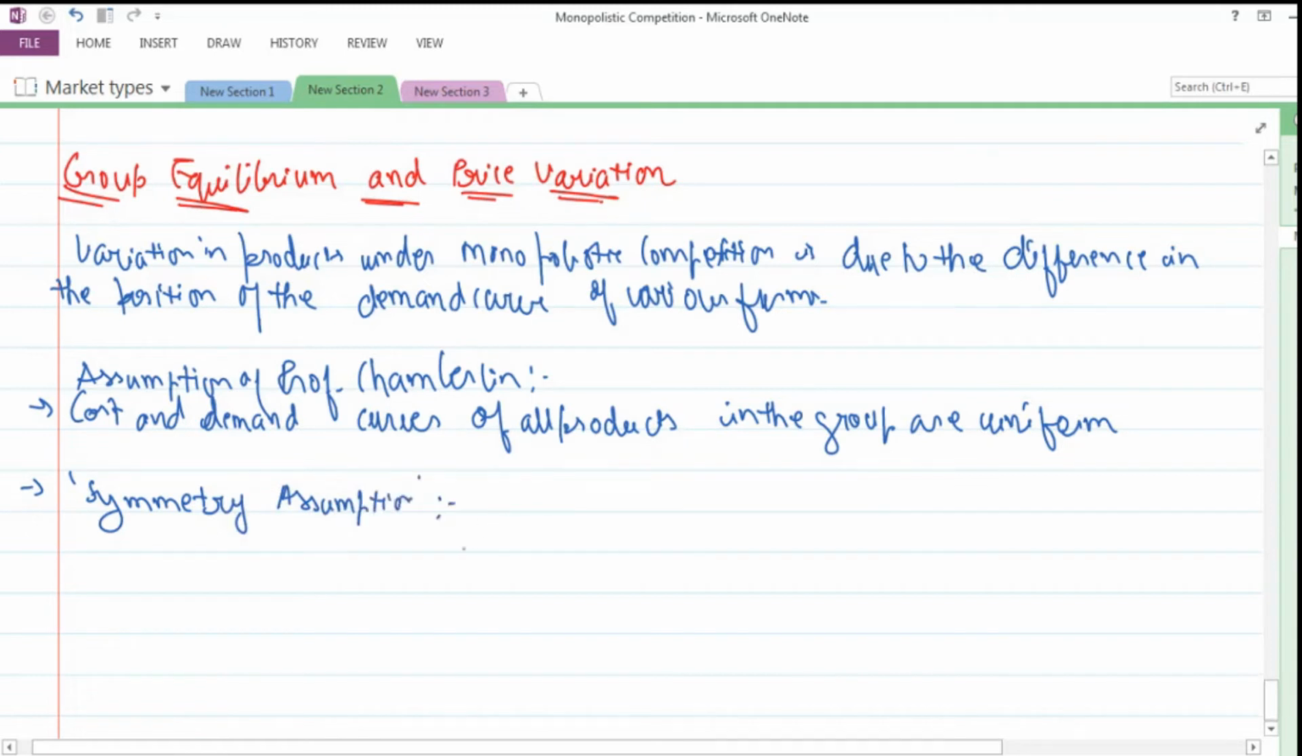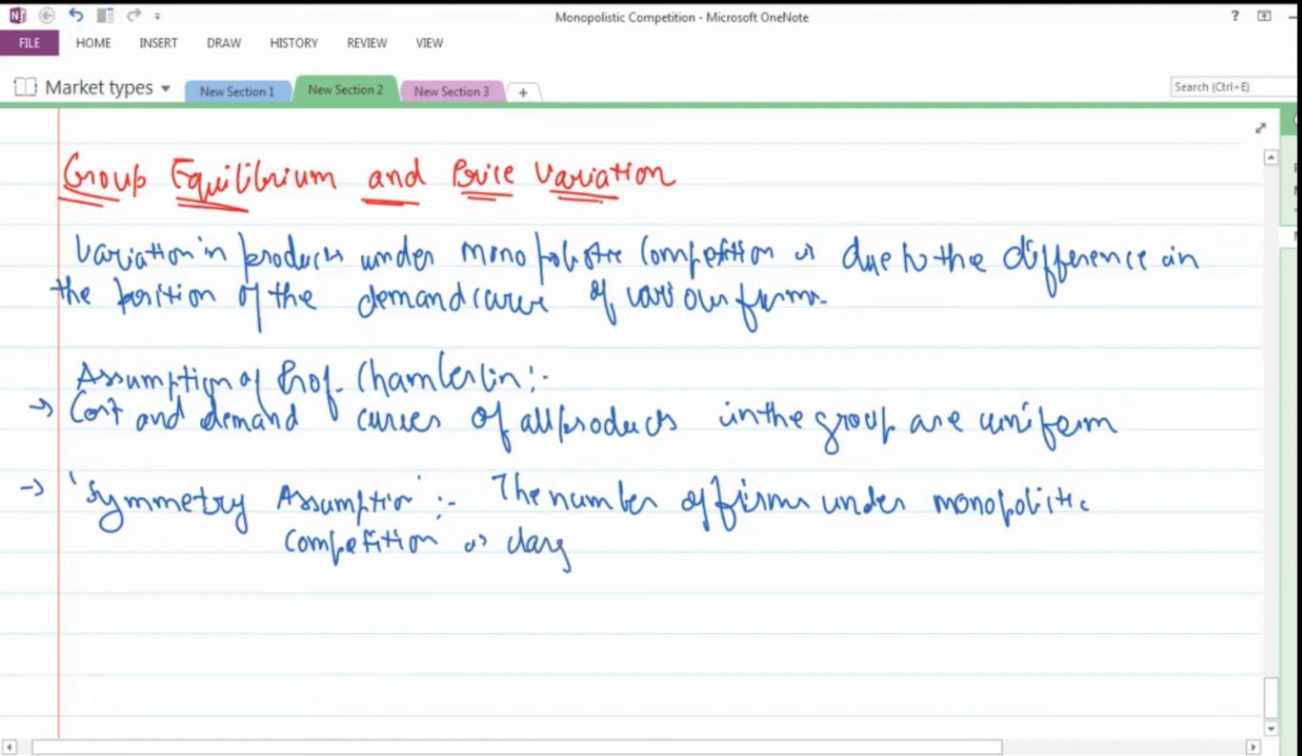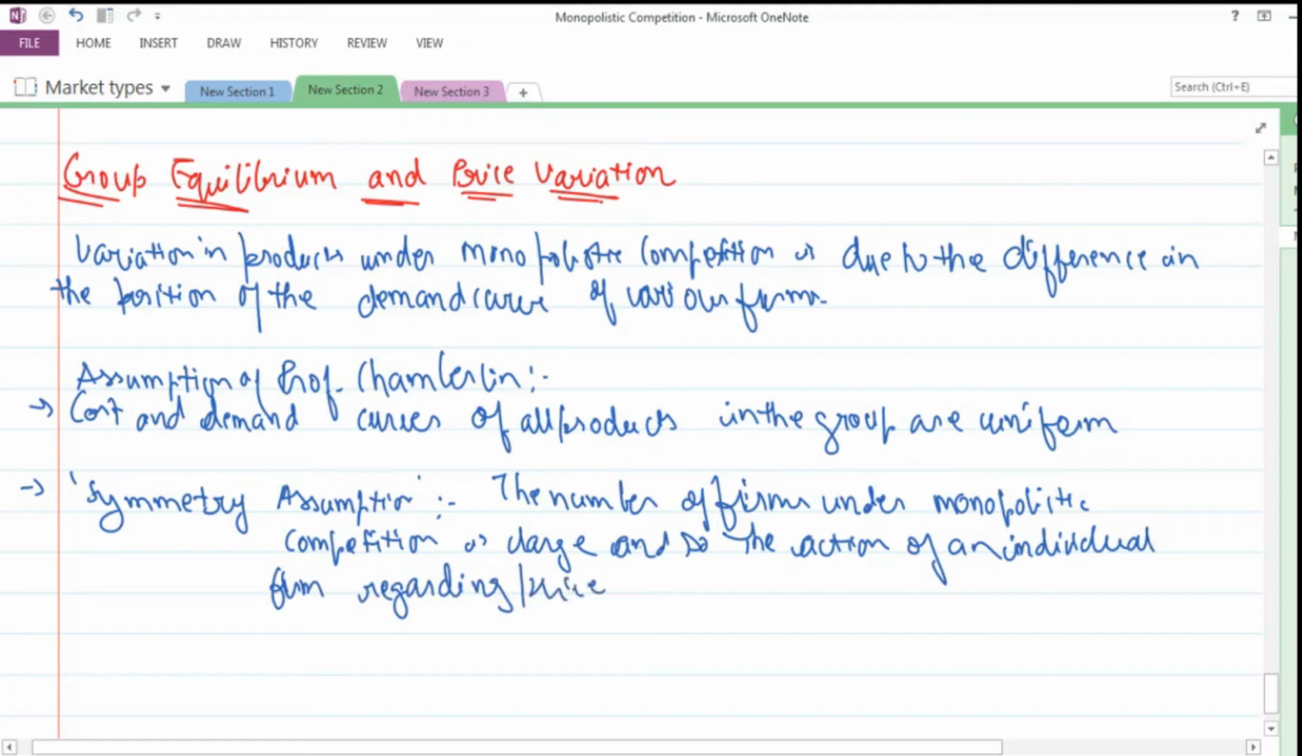Under the symmetry assumption, it is assumed that the number of firms under monopolistic competition is large, and so the action of an individual firm regarding price and output will have a negligible effect on rivals.